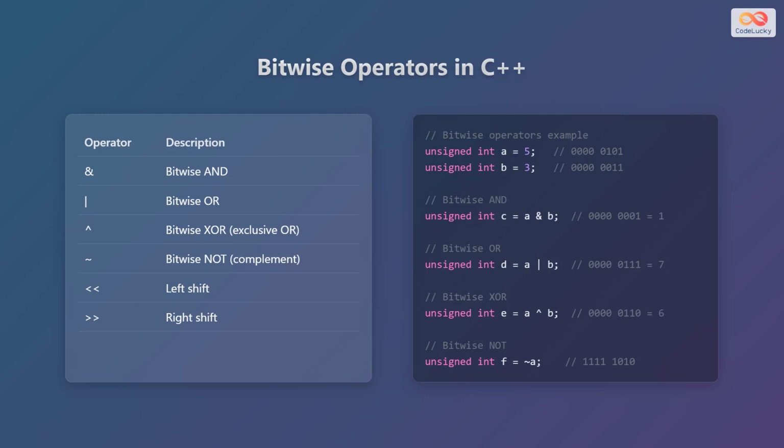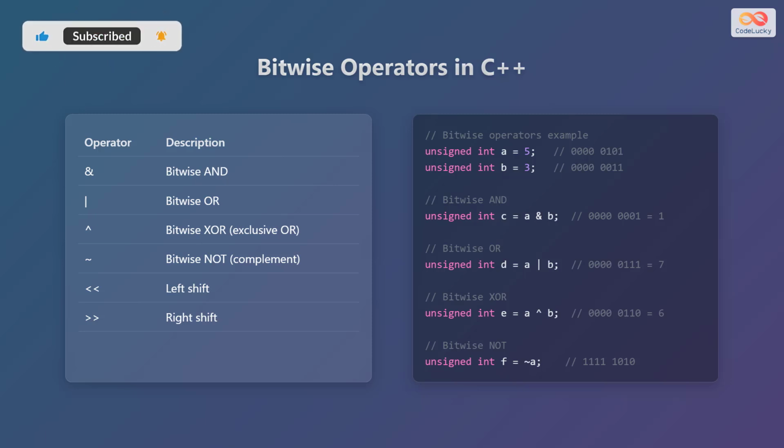Double less than sign represents left shift. This operator shifts the bits of the left operand to the left by the number of positions specified by the right operand. Double greater than sign represents right shift. This operator shifts the bits of the left operand to the right by the number of positions specified by the right operand. Let's see some examples.